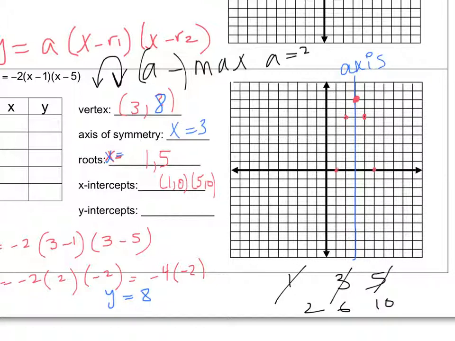And then from here, you're going to count 6 downward. So 1, 2, 3, 4, 5, 6, and over 1. And then from here, you're going to count 10. So 1, 2, 3, 4, 5, 6, 7, 8, 9, 10, and 1 over. So that's going to be your y-intercept, as you can see, because it's crossing the y-axis. So my y-intercept in this case is going to be 0, negative 10.